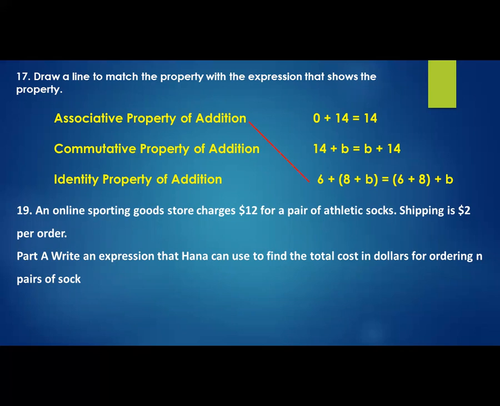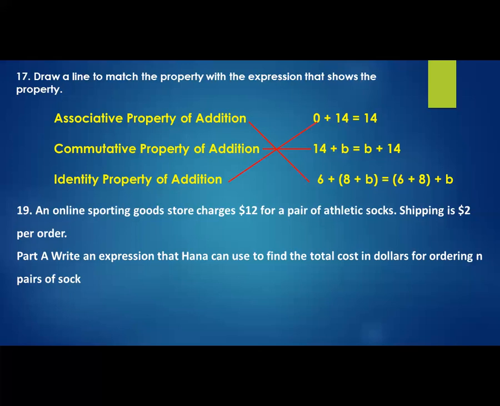Commutative: if the order of the addends changes, the sum remains the same. 14 plus b is equal to b plus 14. So that shows the commutative property of addition. And the identity property of addition states that the sum of any number and 0 will be the same number. So 0 plus 14 will be 14.